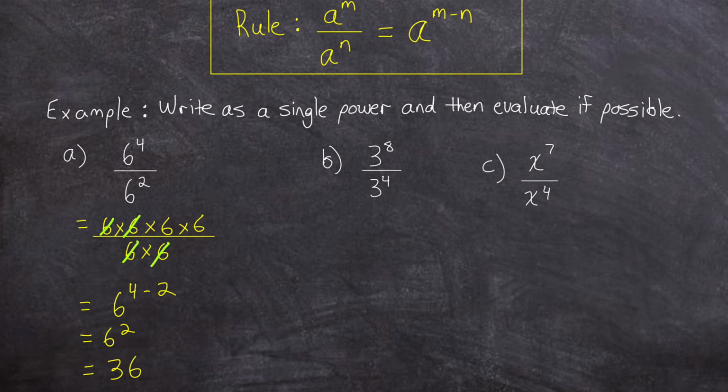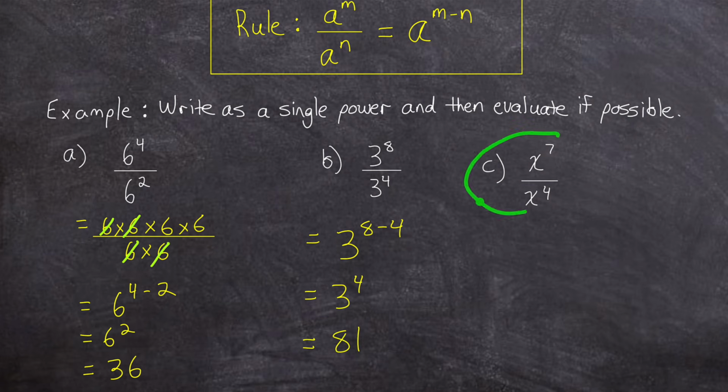And now that you can hopefully see why the rule works, where we subtract the exponents and keep the base the same, let's use that rule for part B and part C. In part B, we have 2 powers of 3 being divided. So what I can do is I can keep the base of the power as 3, but then subtract the exponents, 8 minus 4, which gives me a new simplified single power of 3 to the power of 4. And 3 to the power of 4 is 81.